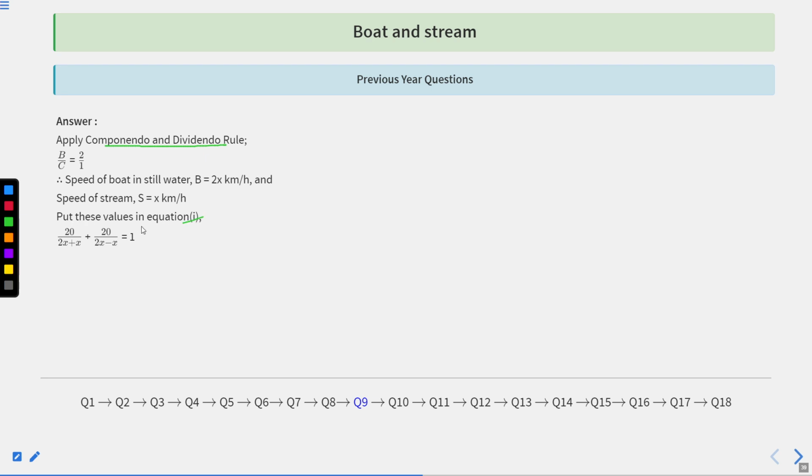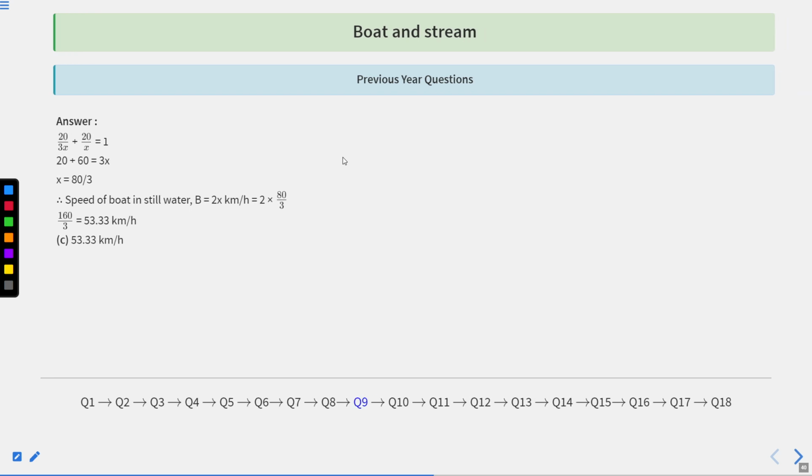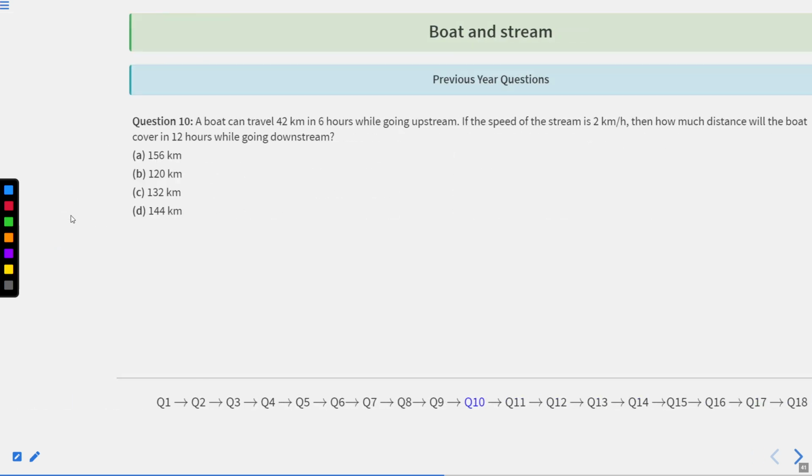So put these values in equation number 1. I will have 20 upon (2x plus x) plus 20 upon (2x minus x) equal to 1, which on simplifying will give 20 upon 3x plus 20 upon x equal to 1. So 20 plus 60 equals 3x and x equals 80 upon 3. Therefore, the speed of the boat in still water is B equal to 2x kilometers per hour. So 2 into 80 upon 3, that is 53.33 kilometers per hour.